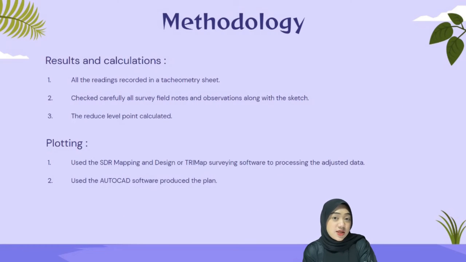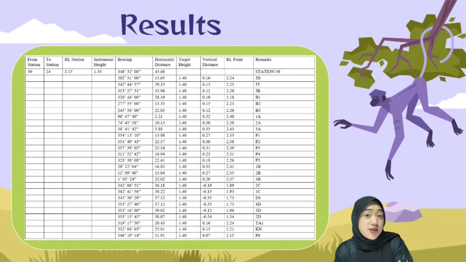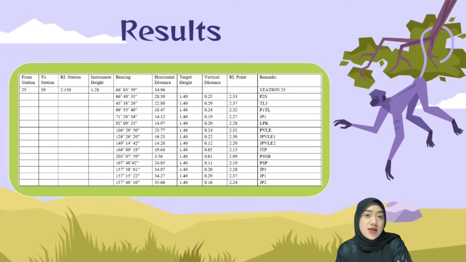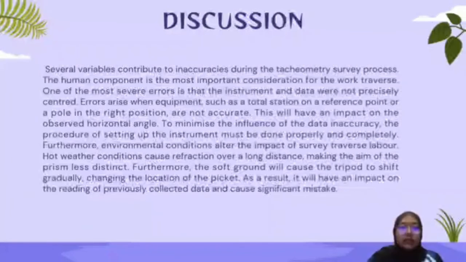Next, results and calculations. First, all the readings were recorded in a tekimetri sheet. Next, all survey field notes and observations were checked carefully along with the sketch. Then the reduced level of each point was calculated. Next, plotting. First, use SDR mapping and design or Tree Map surveying software to process the adjusted data. Then, use AutoCAD software to produce the plan. So, this is the data analysis and the result for the tekimetri survey for Group 5, which was observed from Station 39 and Station 25.